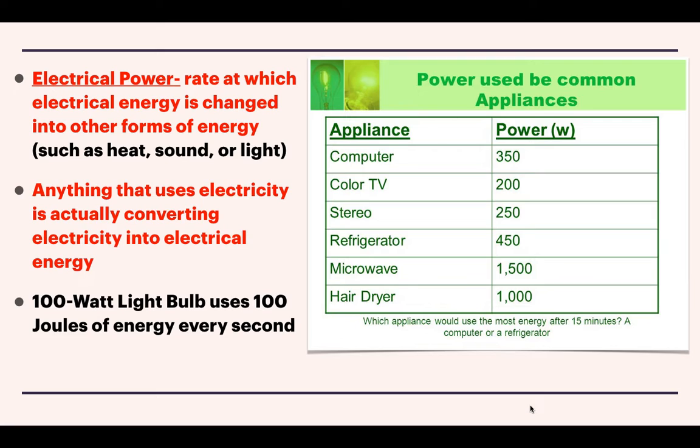To give you an idea of what that means, if you have something like a 100-watt light bulb, which is typical in a house, maybe a little bit less than that, a 100-watt light bulb would use 100 joules of energy per second. So it's just a way for us to measure how much electricity is actually being drawn.